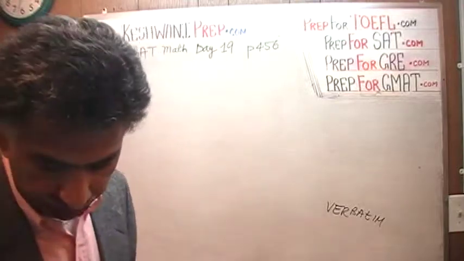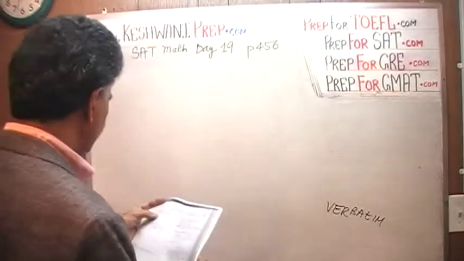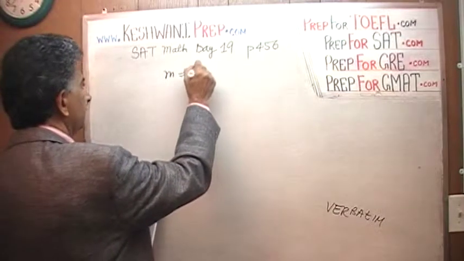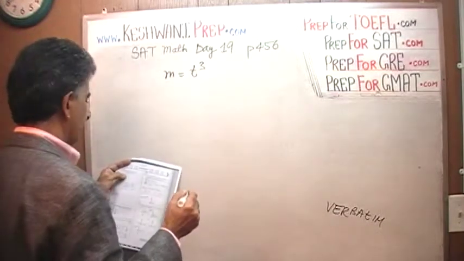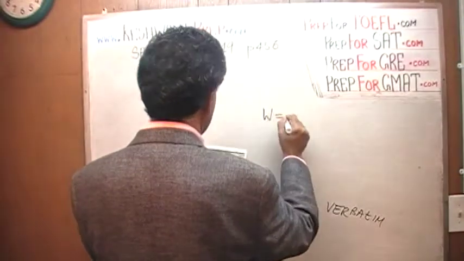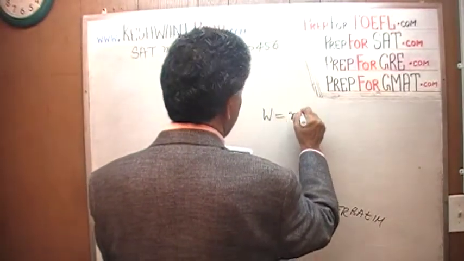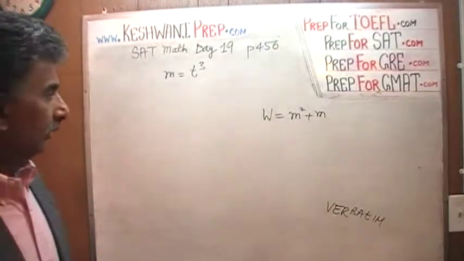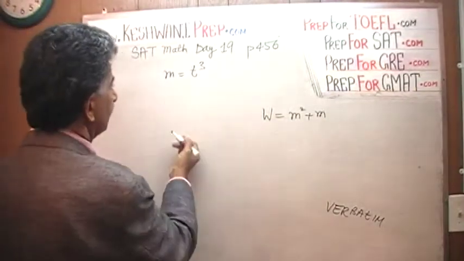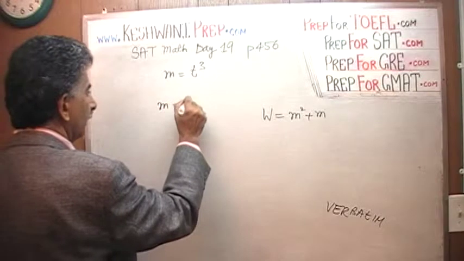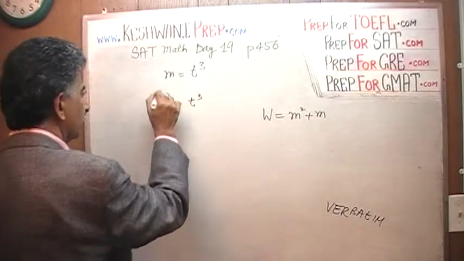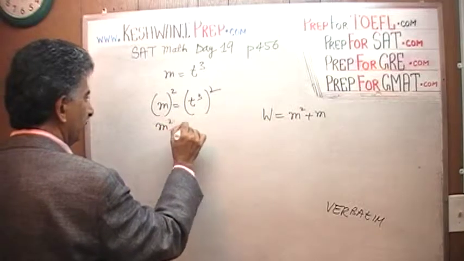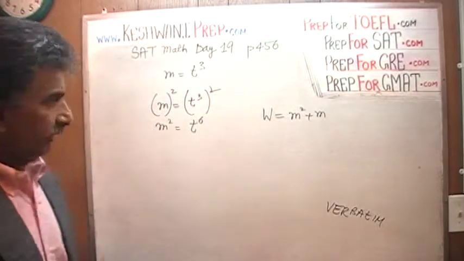The very first problem on the page. We are told that m equals t cubed, and we are being asked how much is w. w is m squared plus m. The question is how much is w in terms of t. But they tell us that m equals t cubed. If m equals t cubed, then if we were to square this side, we have to square that side, and therefore m squared must equal t raised to 6. That's what we're going to put there.